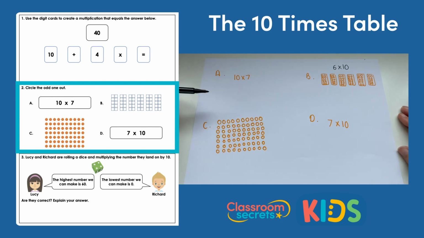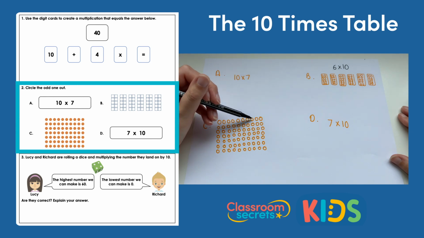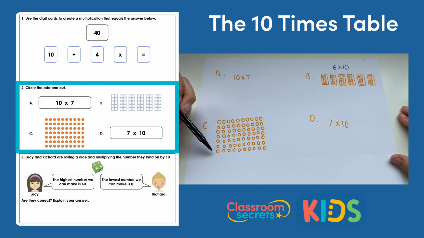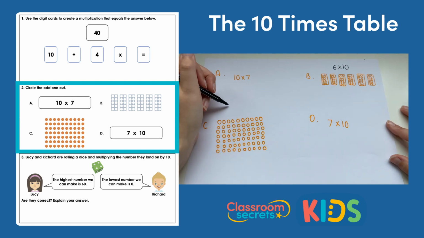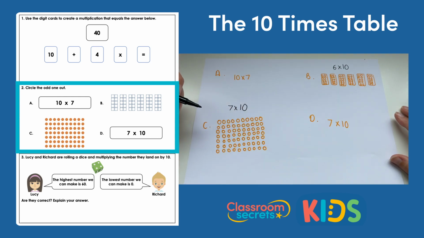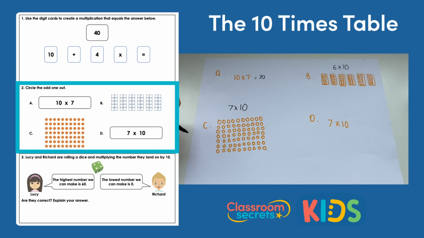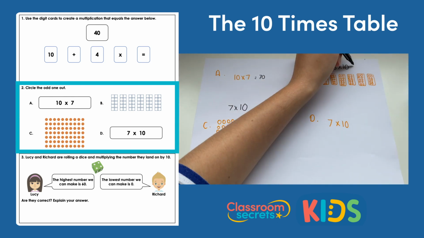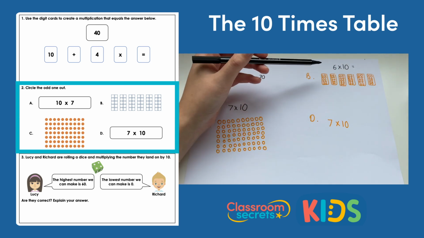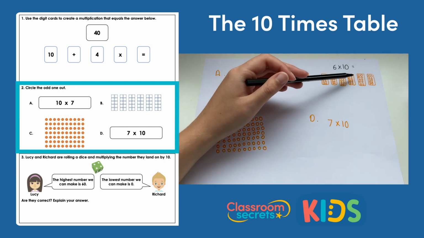Down here for C then, we've got an array. So we've got 1, 2, 3, 4, 5, 6, 7, 8, 9, 10 groups of 10. But let's see how many groups there are. 1, 2, 3, 4, 5, 6, 7. 7 times 10. Now, I know that 10 jumps of 7 or 7 jumps of 10 is 70, because 10, 20, 30, 40, 50, 60, 70. For this one, I know that it's 60, but I'm going to count my jumps of 10 to prove it. 10, 20, 30, 40, 50, 60.